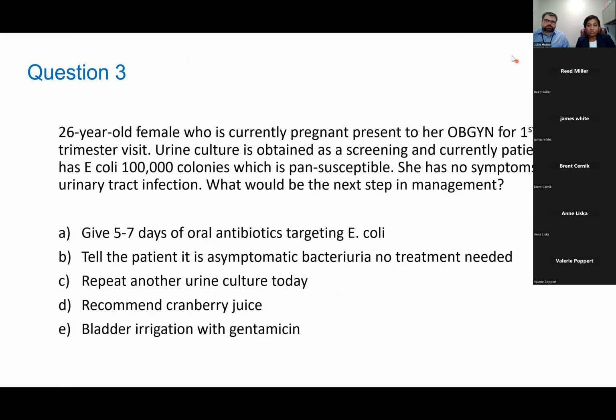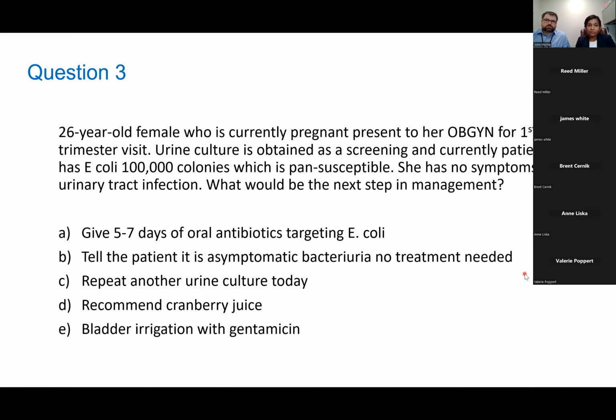So we have a question. A 26-year-old female who's currently pregnant presents to her OBGYN for a first trimester visit. A urine culture is ordered and obtained as a screening, and currently the patient has E. coli, more than 100,000 colonies, which is pan-susceptible, really friendly E. coli. She has no symptoms of urinary tract infection. What will be the next step in the management?